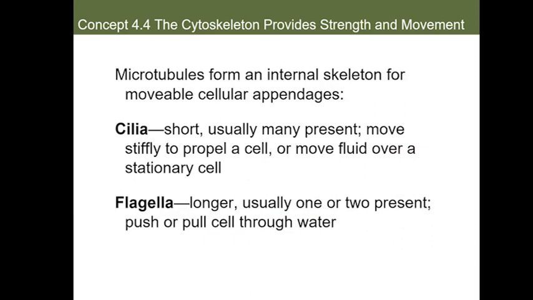Microtubules form an internal skeleton from movable cellular appendages. So they form the cilia and flagella. Cilia are short, usually many present. They move stiffly to propel a cell or move fluid over a stationary cell. So think of them as like paddles on a ship or a rowboat. So the cilia move stiffly along to propel the cell forward.